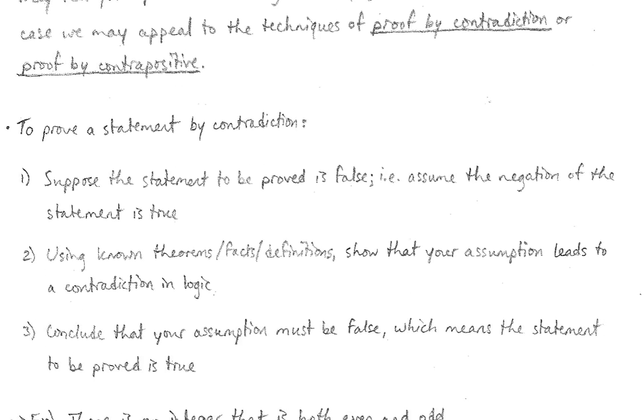A nice bite-sized summary of what proving by contradiction is: you're given a sentence, you're given a statement, you're going to assume the negative of it. You're going to assume the opposite of it is true. And you're going to work with the hypotheses of your given statement, as well as what you have assumed to be true. That is, you're going to assume the negative of your given statement.